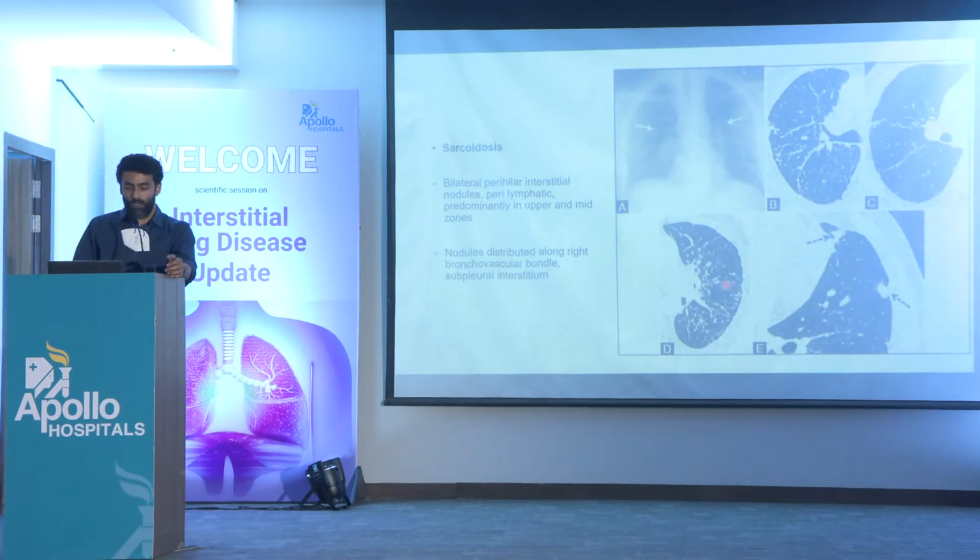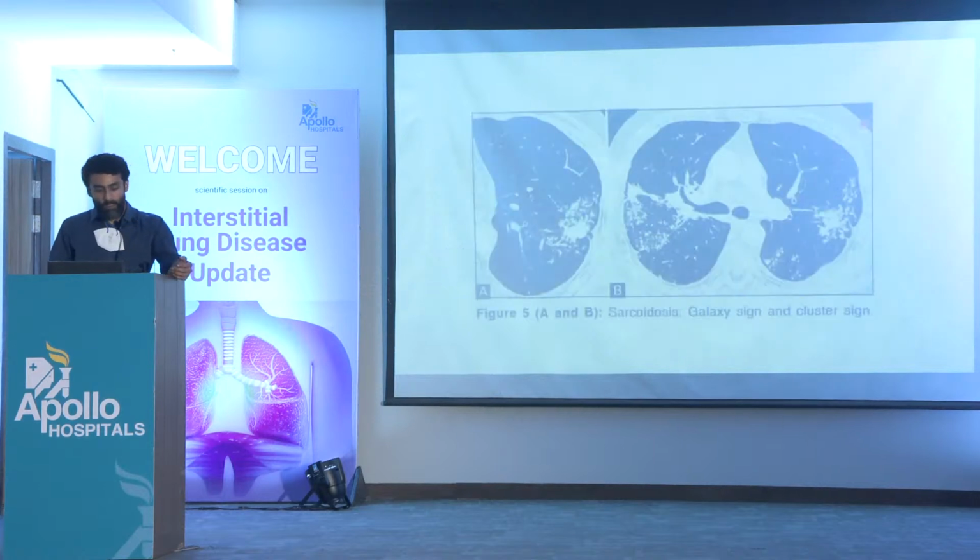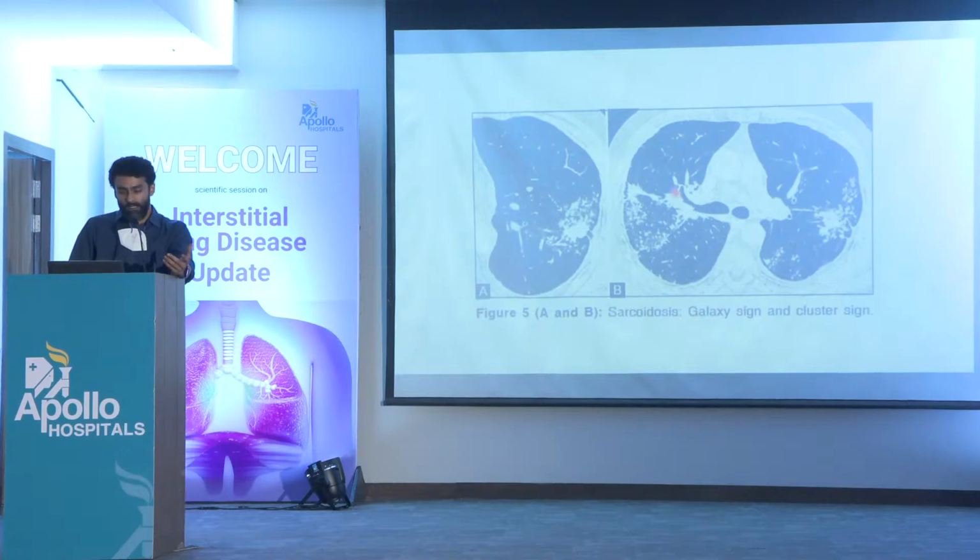So just showing a few CT findings. What you can see here are nodules. The nodules are beaded and they are distributed mainly along the fissures. So these are all perifissural, perilymphatic nodules, and they are predominantly distributed in the upper and the mid zone. So again, there are a few signs which are suggestive of sarcoid. So this is the classical sarcoid galaxy sign, and this is the cluster sign, wherein there is consolidation which is surrounded by small nodules. And the nodules are often perifissural and perilymphatic.